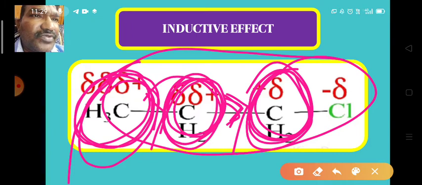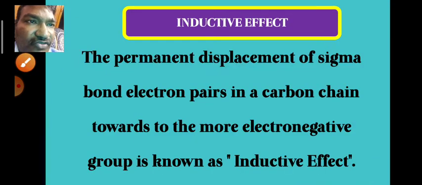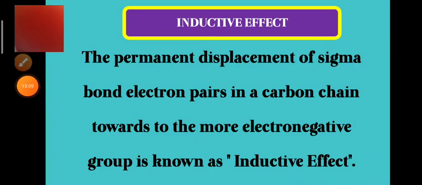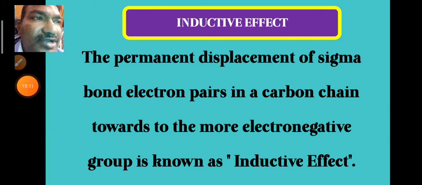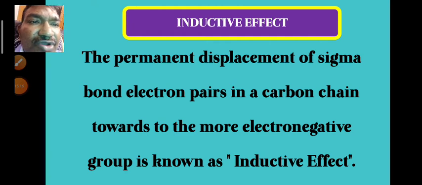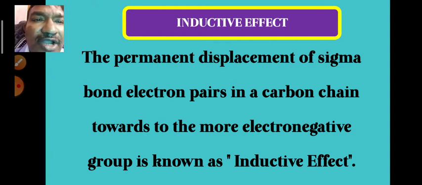So such type of effect is here called the inductive effect. Here the sigma bond electron pair is displaced. So inductive effect means displacement of the sigma bond electrons. Now we go for the perfect definition. The permanent displacement of sigma bond electron pairs in a carbon chain towards the more electronegative group is known as the inductive effect.